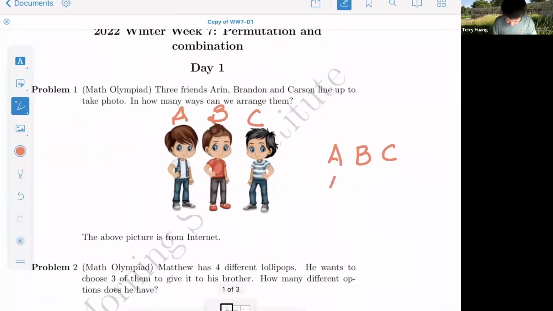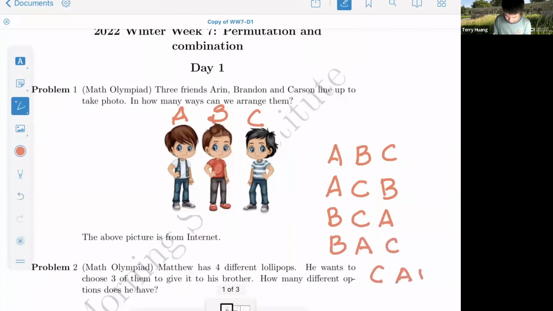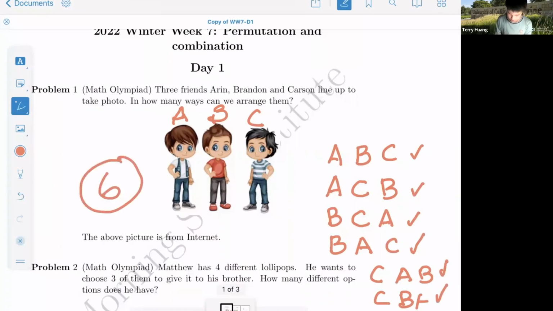There's another possibility that's Aaron goes first, Carson goes second, and then Brandon goes third. So there are also the following four cases that could be possible. For example, Brandon goes first, Carson, Aaron, and then BAC, CAB, and then CBA. So in total, we can see that there are 1, 2, 3, 4, 5, 6. In total, there are 6 cases that they could line up in.